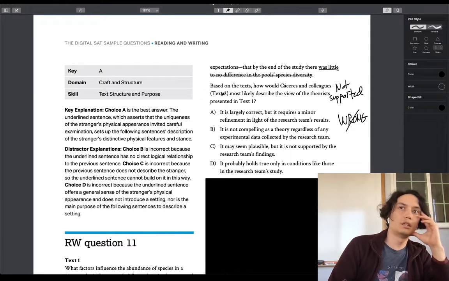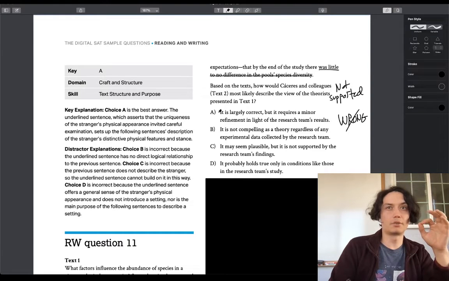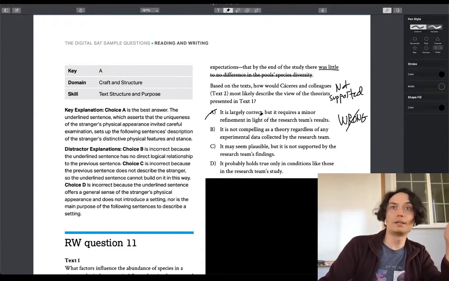All right. These people think, so the answer says, the text two people think that the theory is largely correct, that already is no good, but it requires a minor refinement in light of the research team's results. The claim that the theory is largely correct, this is too strong.